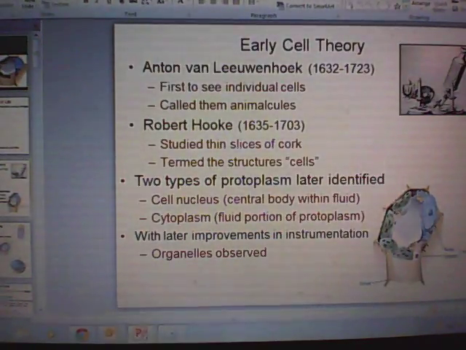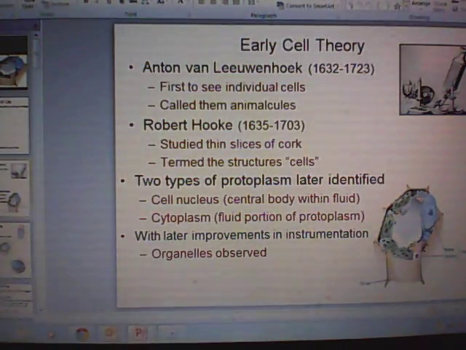All right, so the cell theory came about by Antoine van Leeuwenhoek. He saw them and he called them animalcules. And then Robert Hooke came along and looked at them and gave them the term cells. And so those are 2 important names when we talk about cellular structure.